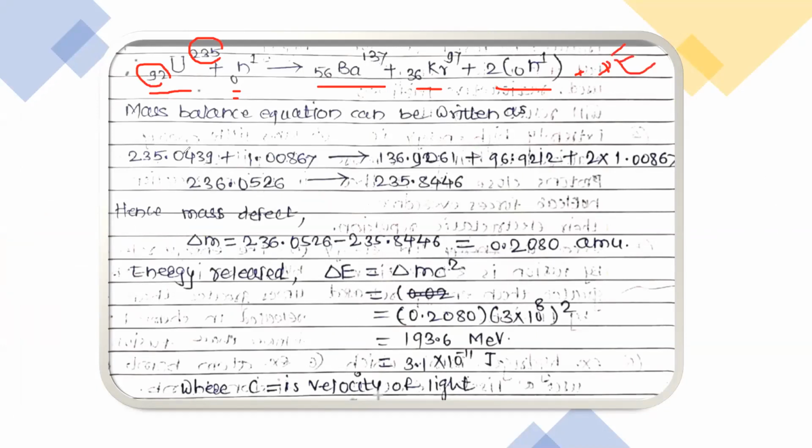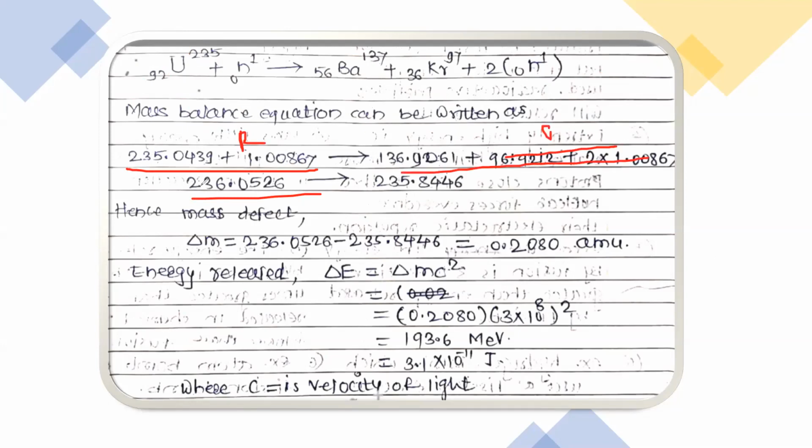Now the mass balance equation. Here I take the mass numbers. Each neutron's mass number is 1.008 and uranium is 230.0439, which is quite accurate. Then barium, then krypton, and then neutron. In the reaction, as you see, this side is your reactant and this side is your product.